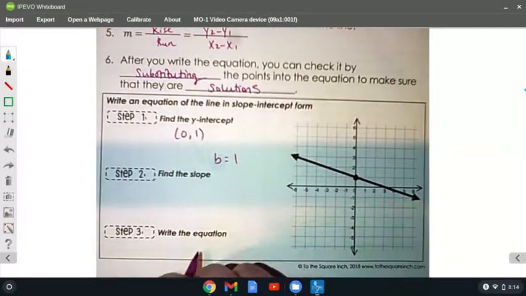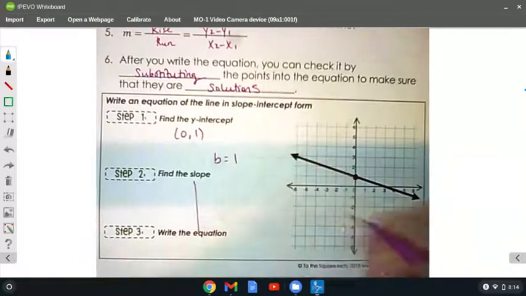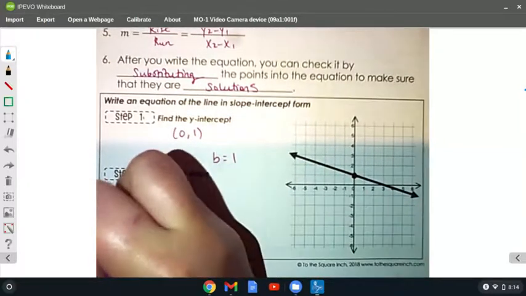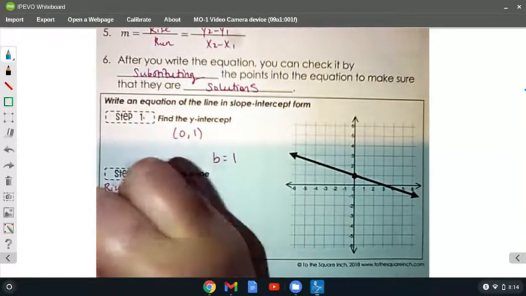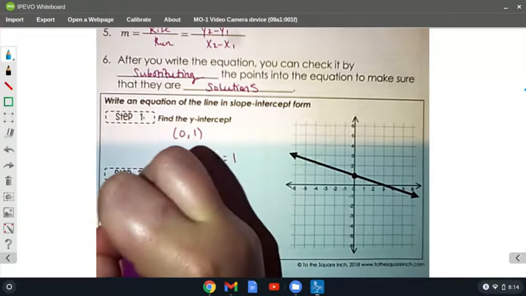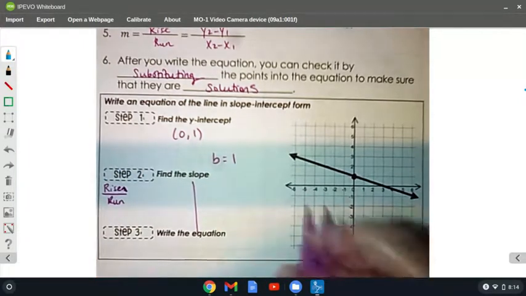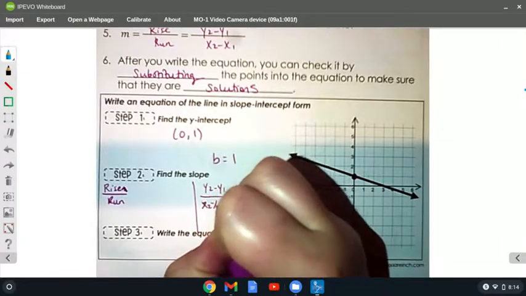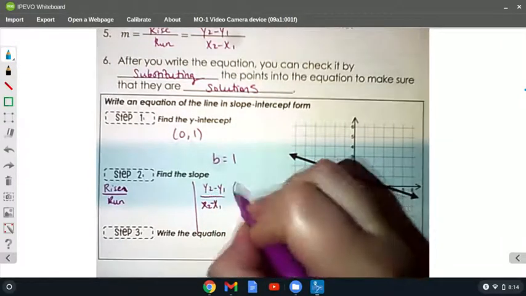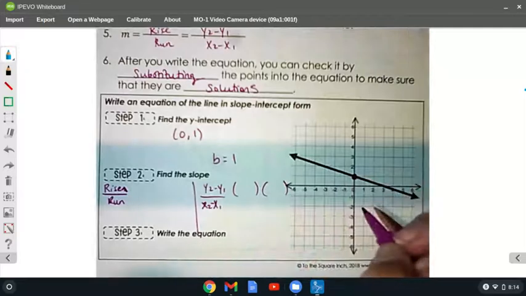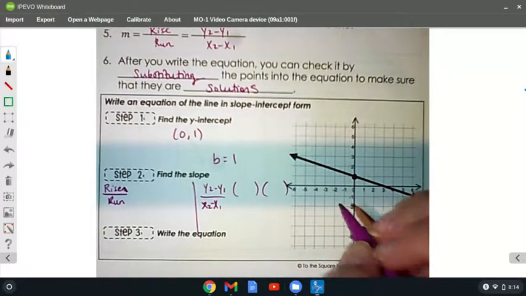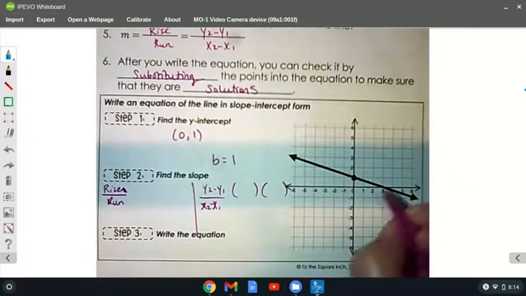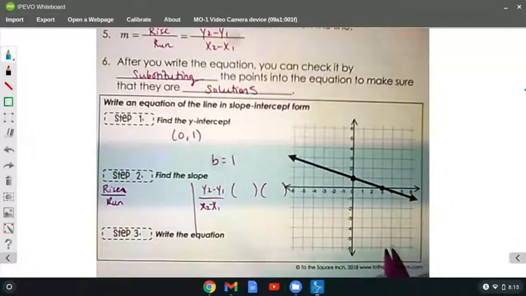Now I want to find the slope. There's 2 ways you could find the slope here. You could do it by rise over run, or you can do it algebraically with this formula. For both of them, you have to identify 2 points, but you only need to write it out for one of them. So let's look at these 2 points.